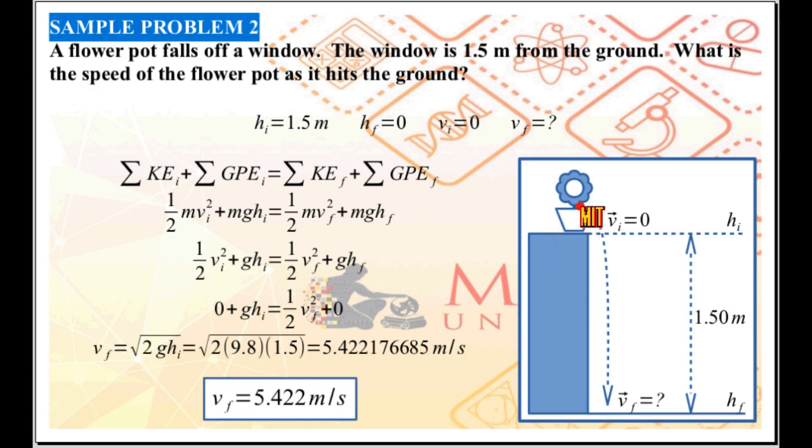So in terms of initial case to final case, you have initial height h i and final height h f. Let initial height h i be 1.5 meters and let h final be equal to 0. The flower pot simply falls off the window, so initial velocity is 0, initial speed is 0. We are looking for the final speed, the speed at which the flower pot hits the ground.